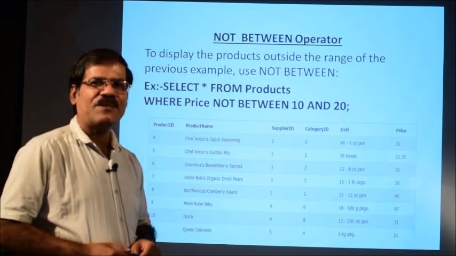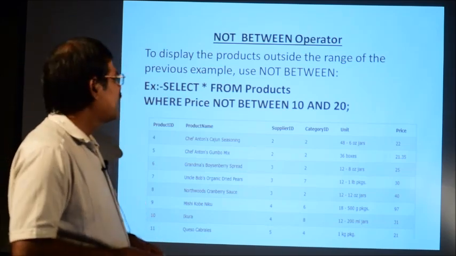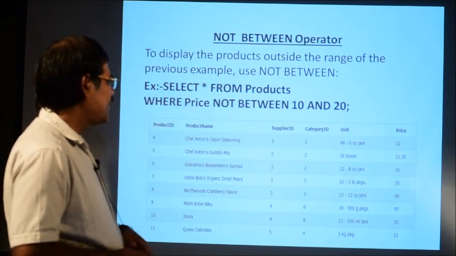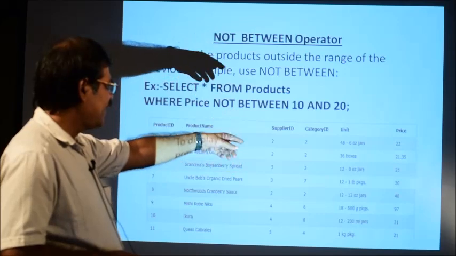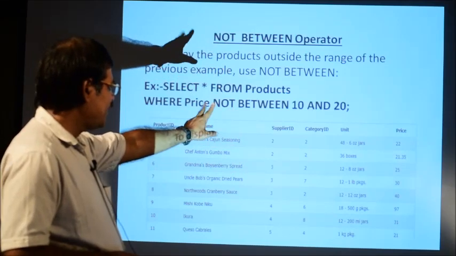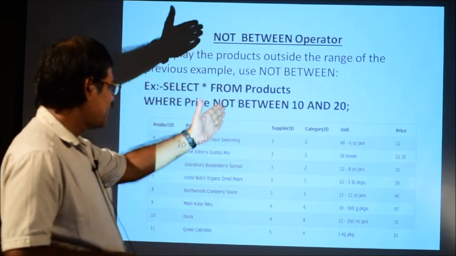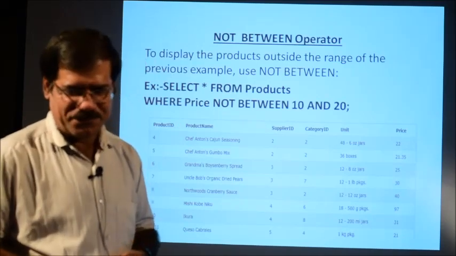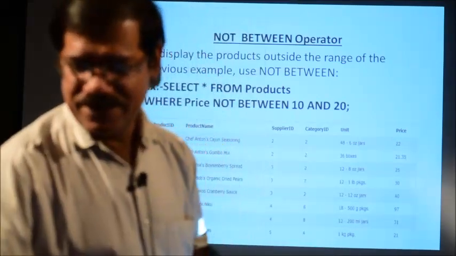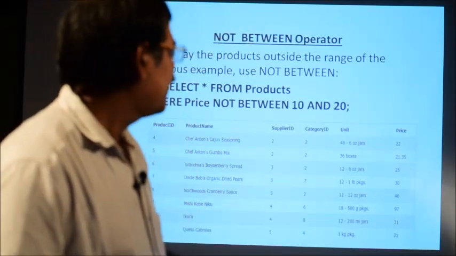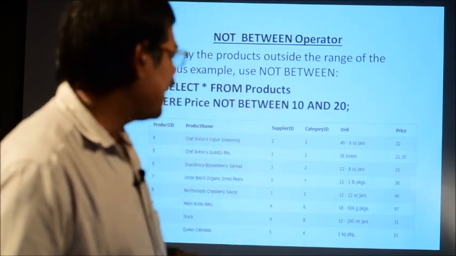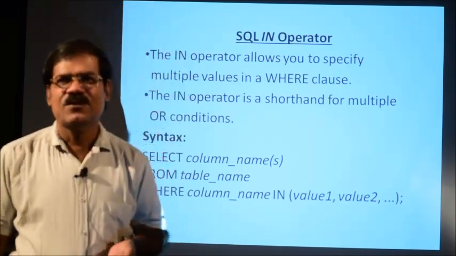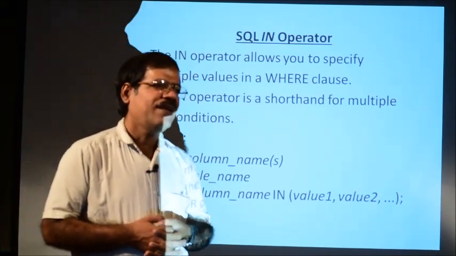So the records will be selected from the table where the price value is not in the range 10 to 20. All other records are selected except those between these two values. The records will be selected and displayed on your computer screen, just the opposite of between. If you write not, the range 10 to 20 will not be selected, and other records are selected. So this is about between and not between.